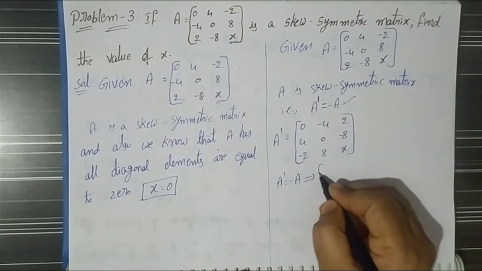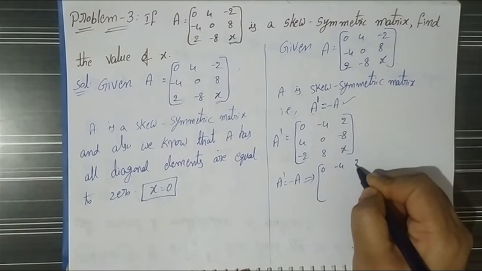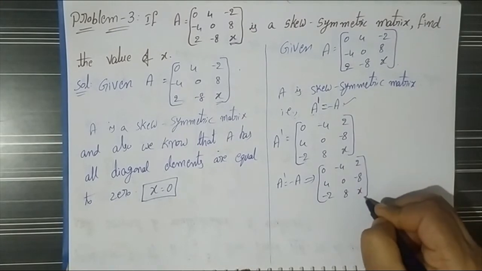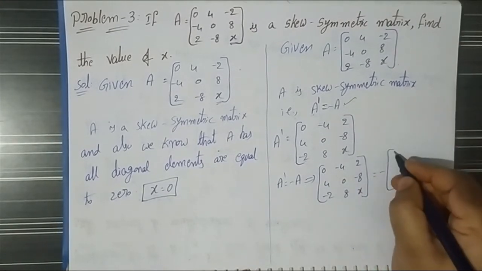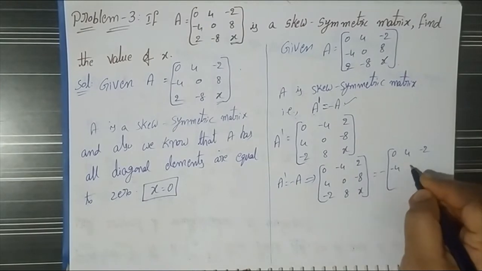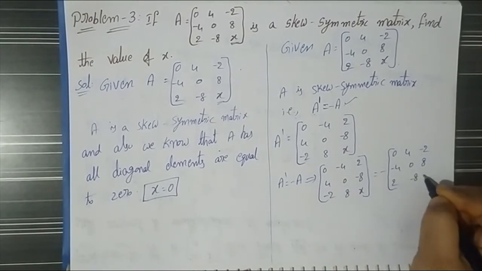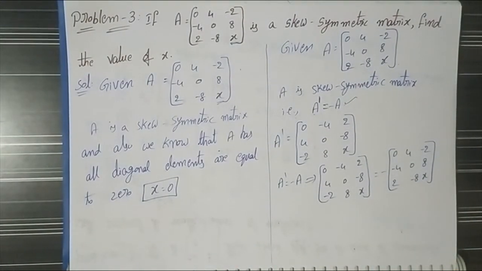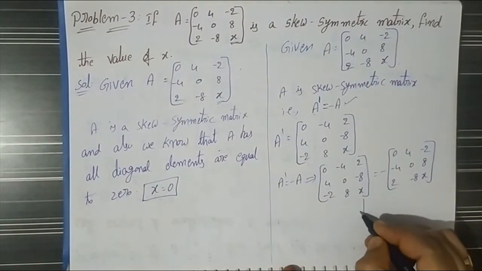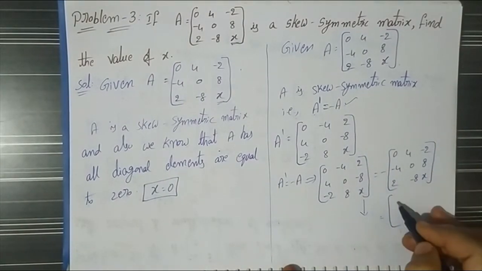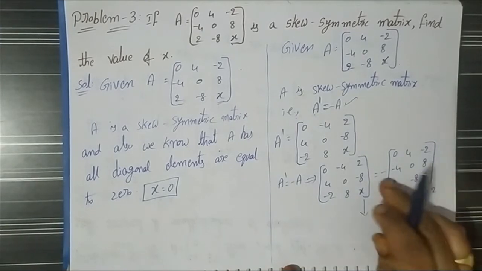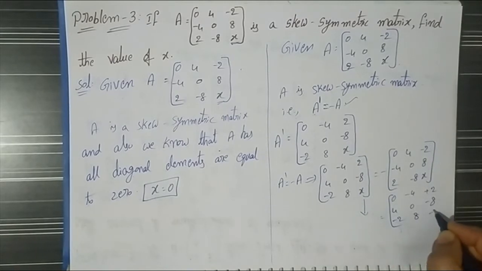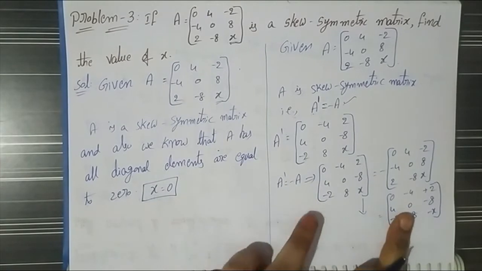That means the A dash value, 0, minus 4, 2, 4, 0, minus 8, minus 2, 8, x, is equal to minus of A, whose value is 0, 4, minus 2, minus 4, 0, 8, 2, minus 8, x. Then this matrix is equal to 0, minus 4, plus 2, multiplied by minus: 4, 0, minus 8, minus 2, 8, minus x. These two matrices are equal.